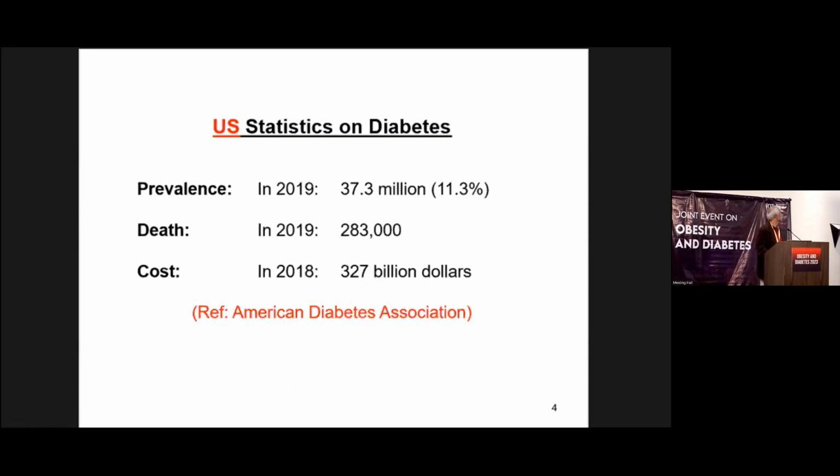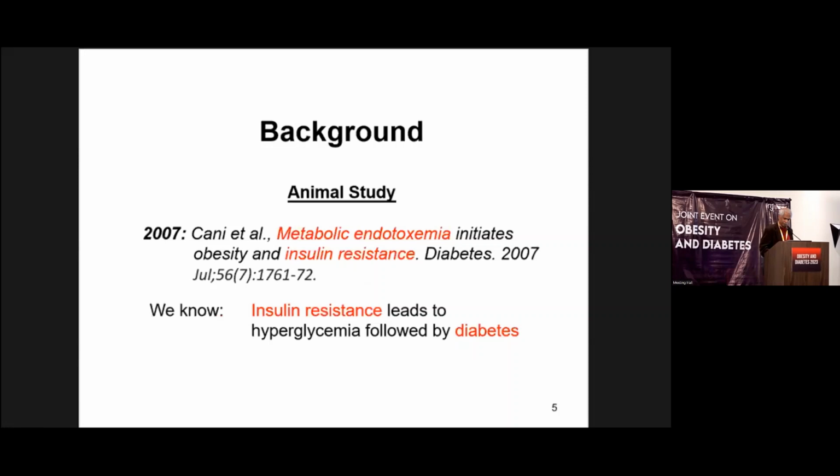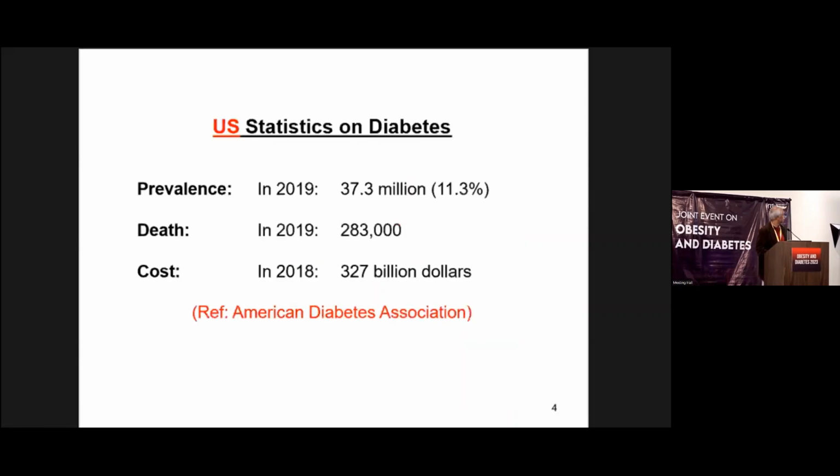US statistics: about 37 million affected, and $327 billion cost. You know that. But probably this cost doesn't affect you that much.